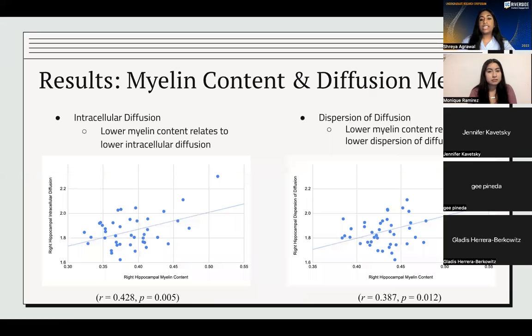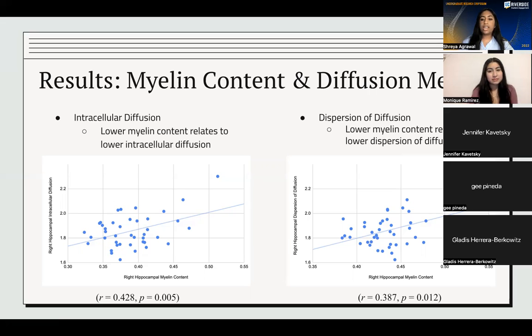And then our last set of results was between myelin content and diffusion metrics. And we had 2 separate sets of significant results for these correlations. The first one was between right hippocampal myelin content and intracellular diffusion in the right hippocampus. And this was in the positive direction, meaning that lower myelin content relates to lower intracellular diffusion.